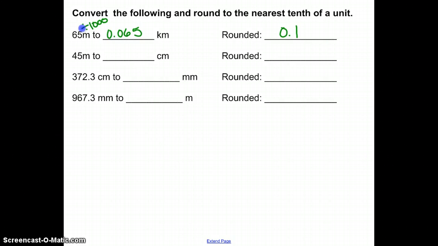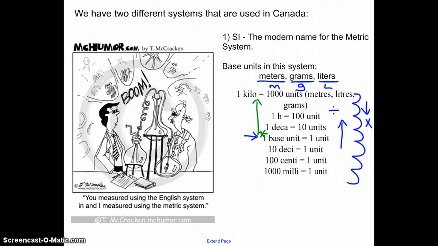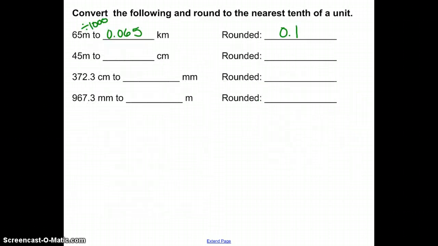So then meters to centimeters. Again, I'm going to look back to our chart. We're going from the base unit down to centimeters. So we need to times by 100 because there are 100 centimeters in a meter, which gives us 4,500 centimeters. And again, round it off. It's already rounded, so we can put the same amount there. Try the next two on your own and then check your answers with mine on the board when you're finished.